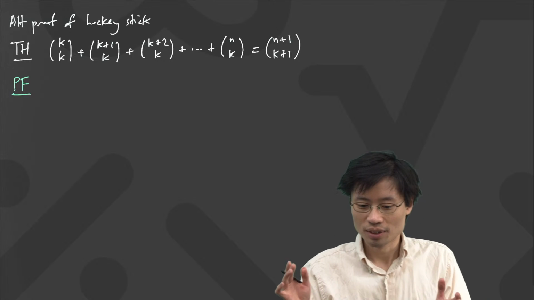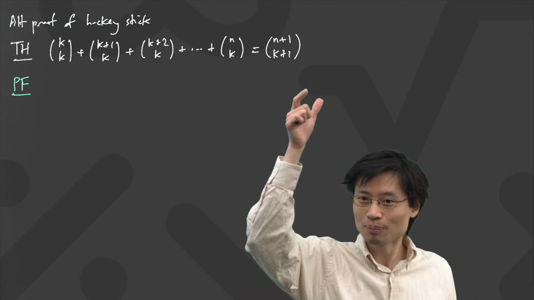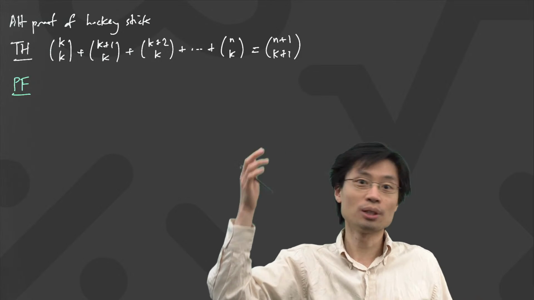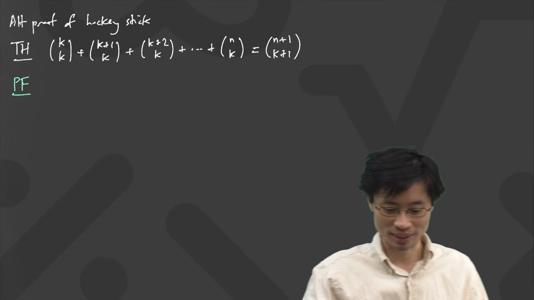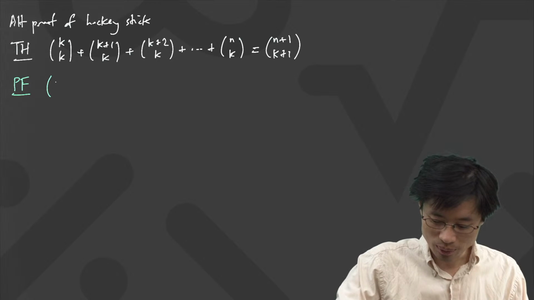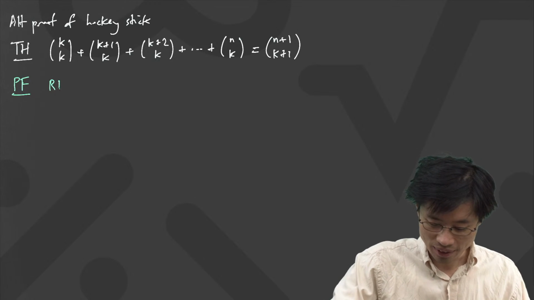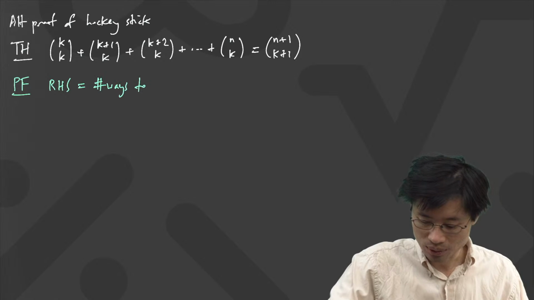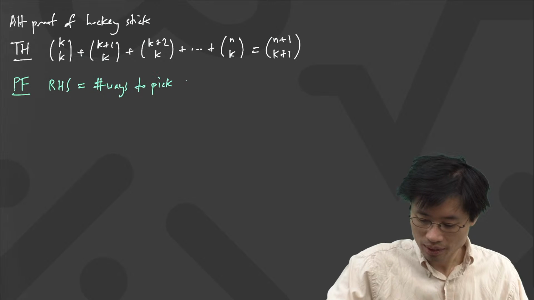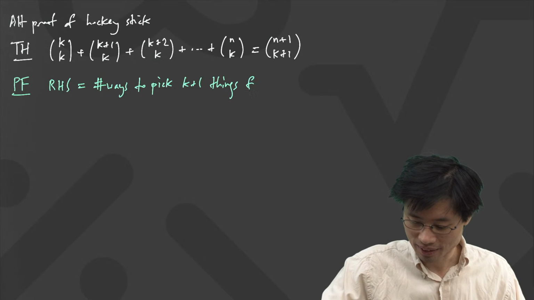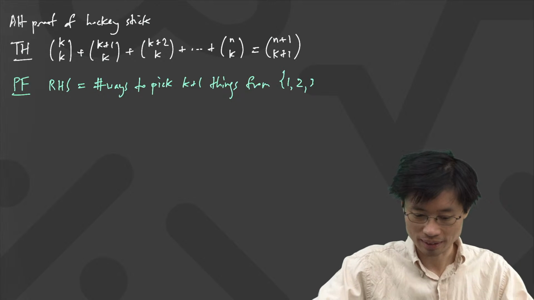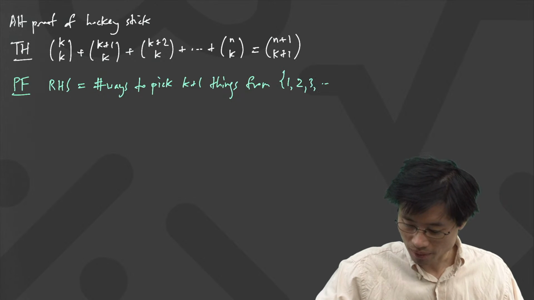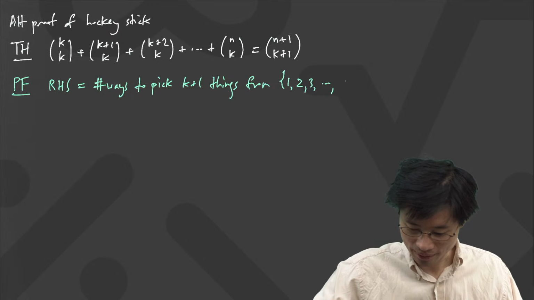Now let's think of counting things. So what are we counting? N plus 1 choose k plus 1. That's the number of ways to pick k plus 1 things from n plus 1 things. Okay? So on the one hand, let's call it the RHS. The right-hand side is equal to the number of ways to pick k plus 1 things, and now I'm going to name the n plus 1 things from 1, 2, 3, all the way up until n plus 1.